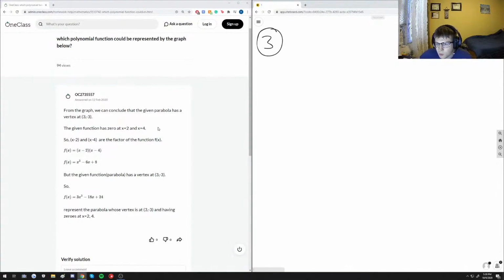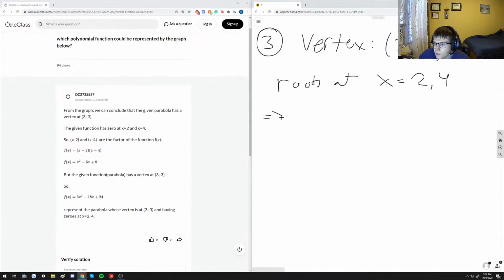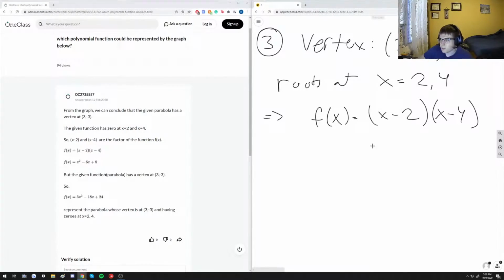Okay, so this is a parabola with a vertex at (3, -3). So that is important. We know that x minus 2 and x minus 4 are factors because it has roots at x equals 2 and 4. That implies that this function can be broken up into the product of x minus 2 and x minus 4, because at these values of x, our y is going to be 0.